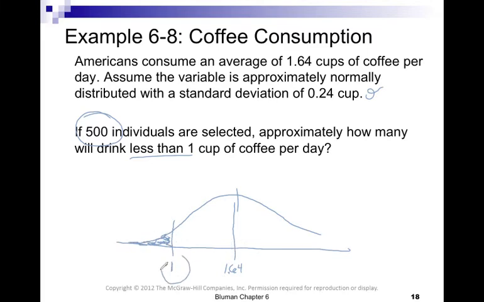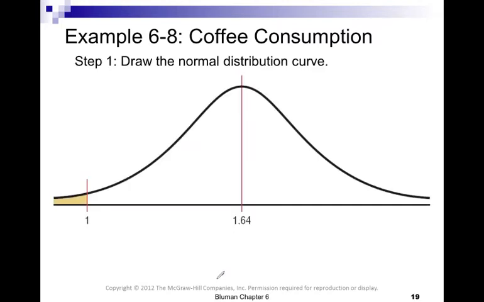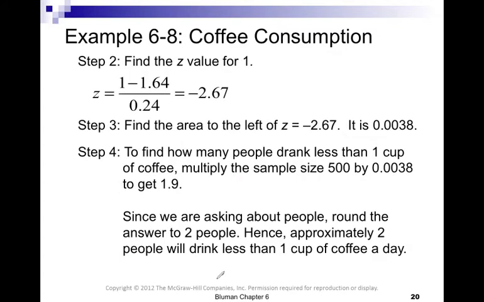And so we get a z-score here. It's going to be negative because it's below the mean. So let's go calculate that. There's the distribution curve. We just drew our own. And 1 minus 1.64 divided by the standard deviation of 0.24 is negative 2.67.